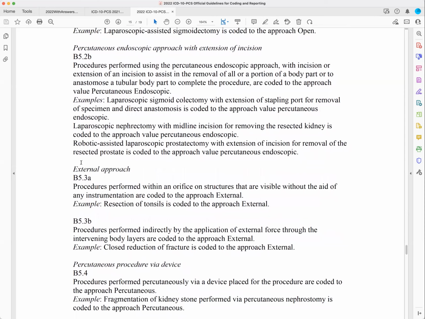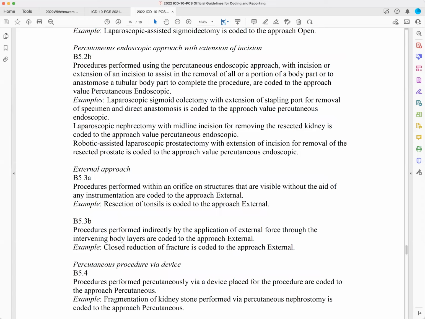So external approach, I want to touch on this one a little bit because it's not necessarily intuitive that when they do a tonsillectomy, that's actually an external approach. So this guideline is the guideline that helps with that. It says procedures performed within an orifice on structures that are visible without the aid of any instrumentation are coded to the approach external.